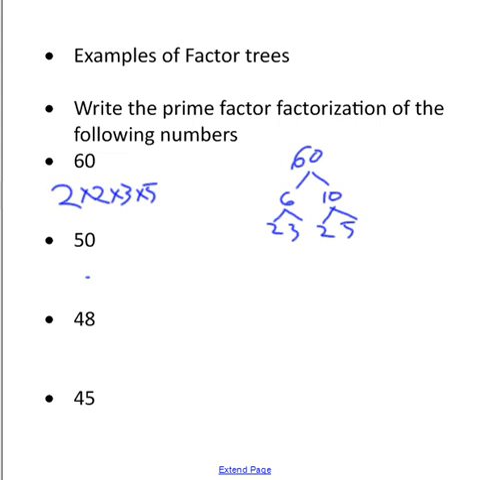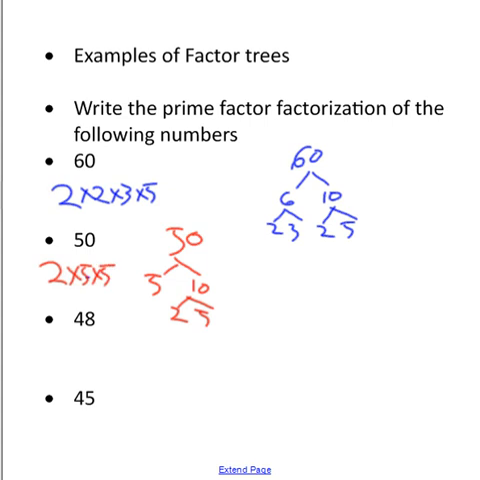Please work on the number 50 on your own, and then come back and we'll check the video to see if we agree. Looking at the number 50, the prime factorization of 50 can be 5 and 10, and then the 10 can be factored into 2 and 5. So the prime factorization for 50 is 2 times 5 times 5.